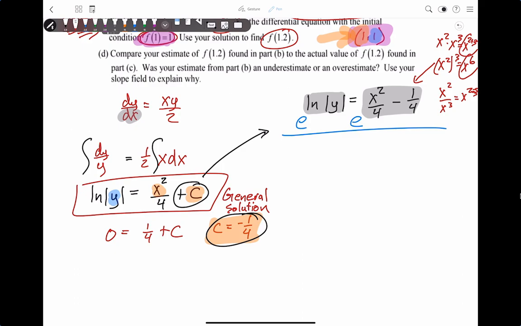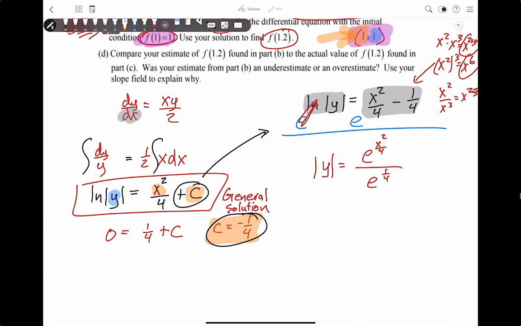I wanted just to quickly show you that you have e to the x squared over 4 divided by e to the 1/4. Okay? And then over here, this cancels and you're just left with y. So this is my equation that I now have to apply this plus or minus to.